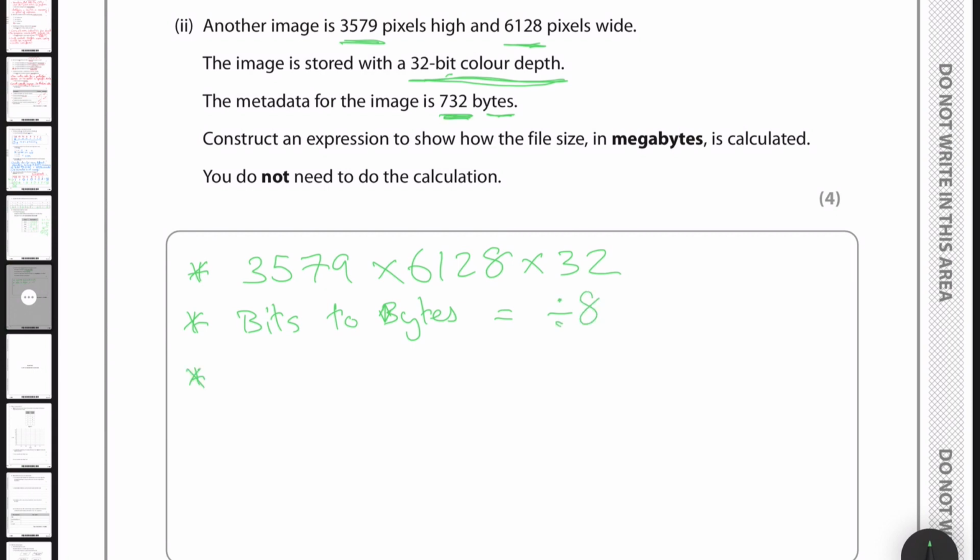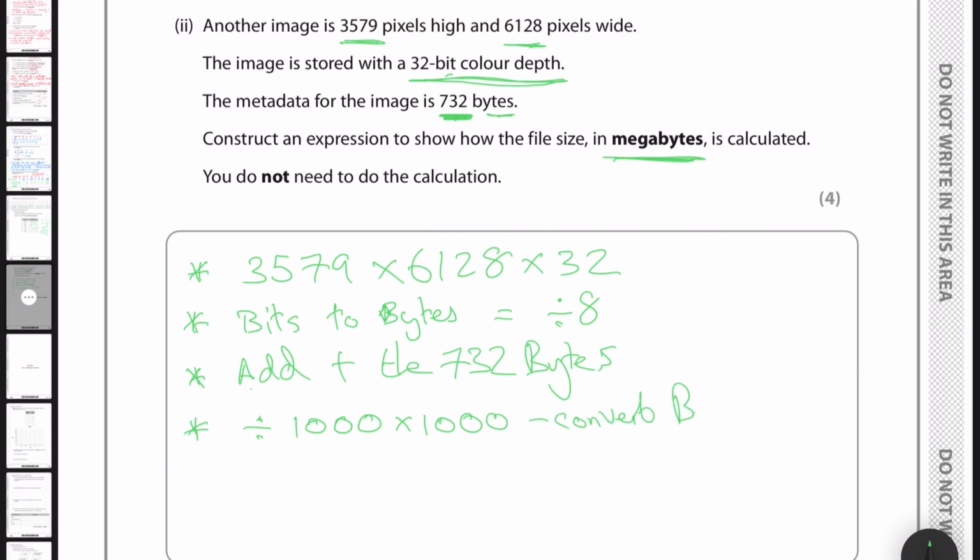Once I've converted this to bytes, I can then add on these 732 bytes. And then because I'm going to megabytes, I'm going to divide by 1000, which would give us kilobytes. Yeah, from bytes to kilobytes. But because I'm going to megabytes, I'm going to divide by 1000 times 1000. Convert bytes to megabytes.